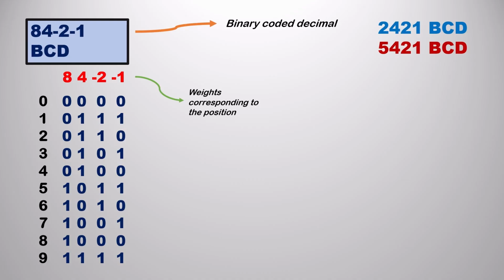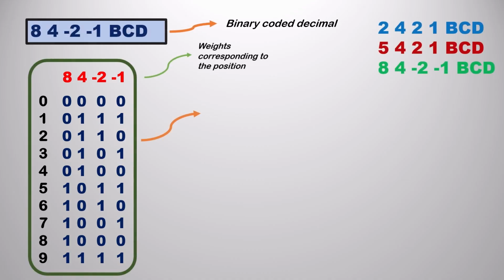Whatever the number, if you want 1, you add 4 minus 2 minus 1. That is 4 minus 3, which equals 1. So you put 1s only under the 4, under the minus 2, and under the minus 1, and the remaining are zeros. Likewise, this is the negative weighted binary coded decimal, which is represented as negative weighted codes only.